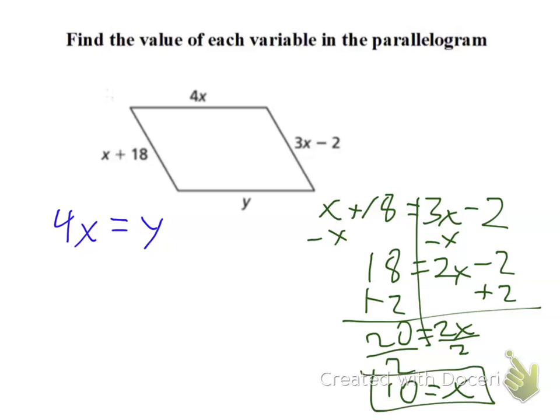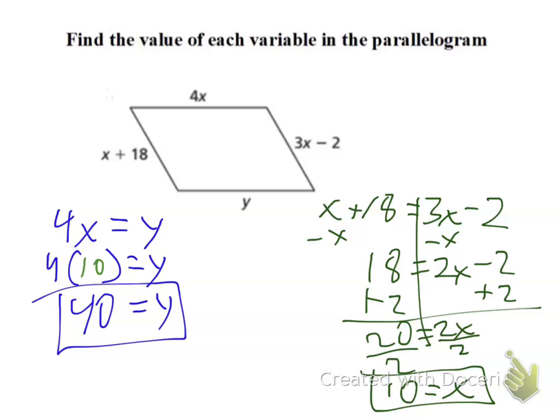x equals 10. And you know what? Now that I know what x is, I can plug that in over here. So we will have 4 times x, which I now know to be 10, equals y. Well, that's easy enough. 4 times 10, that's 40, and 40 equals y.